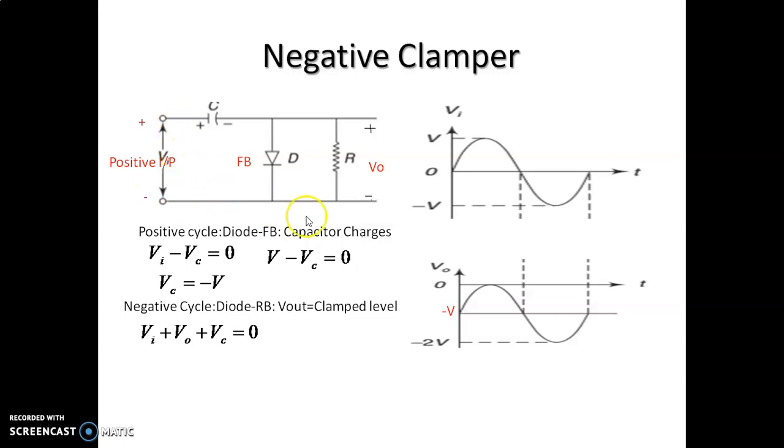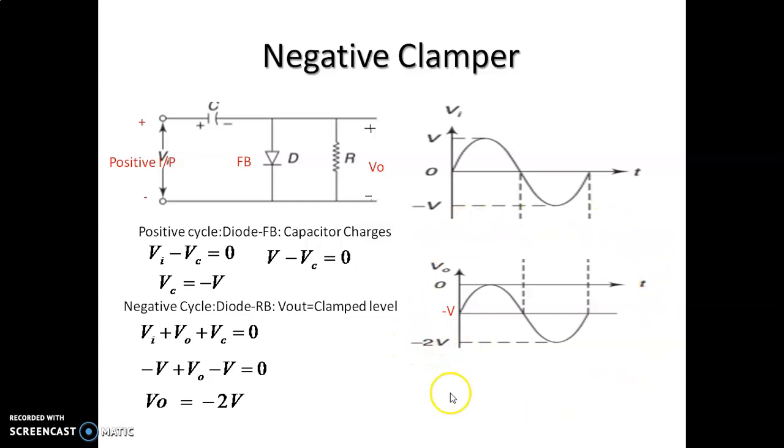When we apply Kirchhoff's voltage law, it will be VI plus V naught plus VC equal to 0. So what is the level of VI now? VI is at minus V volts and VC is again at minus V volts. When we apply that, we attain V naught equal to minus 2V volts. That is, the maximum voltage of this waveform will be at minus 2V volts.